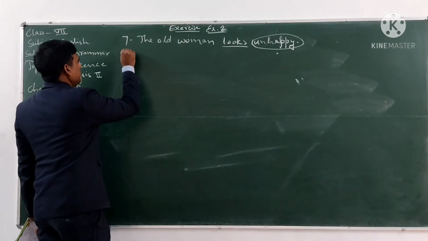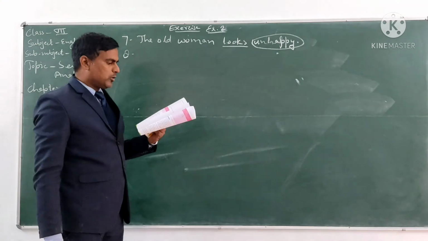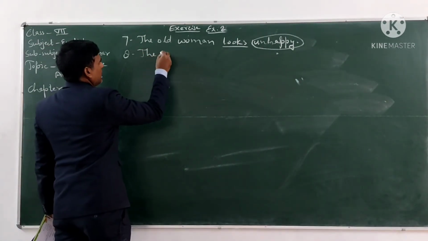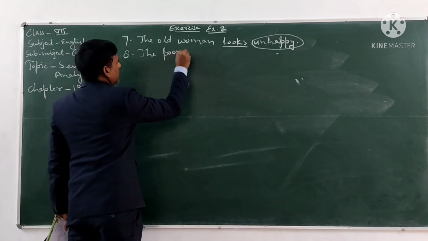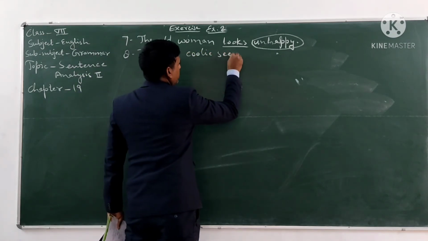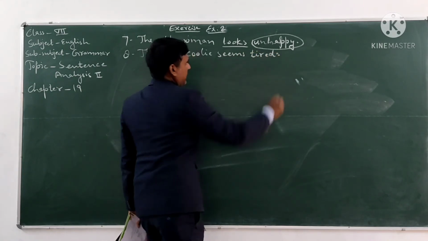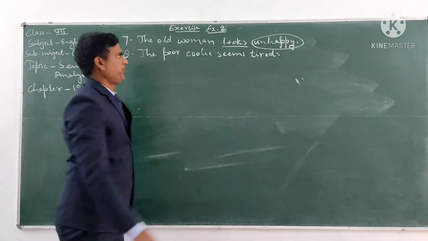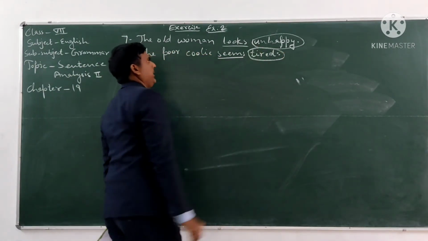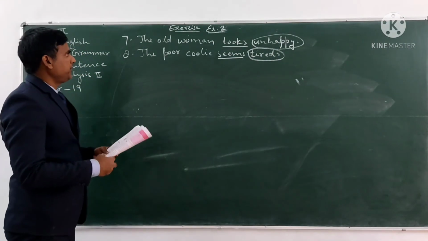Now see sentence number 8. Sentence number 8 is, the poor coolie seems tired. In this sentence, seems is the verb and tired is the complement. The poor coolie seems tired.